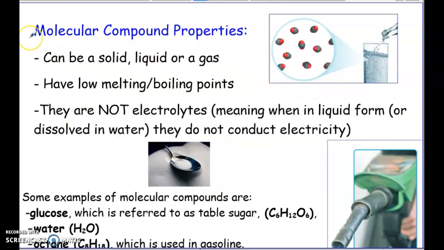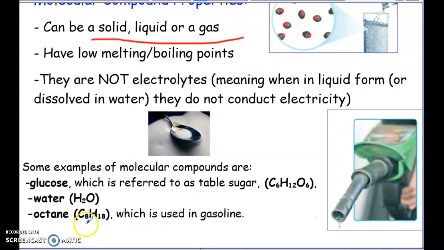So what are some properties? So when we talked about ionic compounds, we talked about ionic properties. Molecular compounds are quite different. So if you remember, ionic compounds are always a solid at room temperature. Molecular compounds come in a variety. So you can have solids, liquids, or gases that make up molecular compounds.